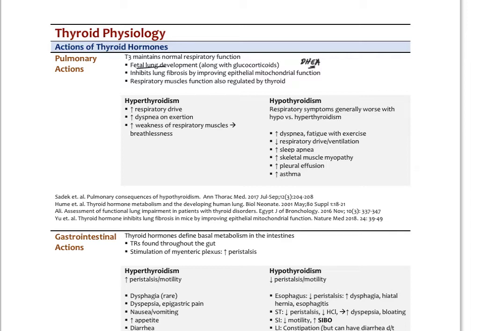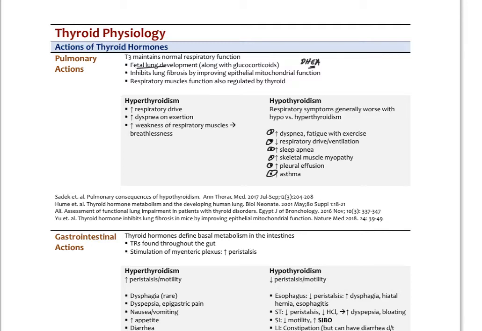The thyroid actually inhibits lung fibrosis by improving the mitochondrial function in the lung epithelium. And the respiratory muscles are also regulated by thyroid. So in hypothyroidism, I'll just jump to that first, we usually see more significant effects on the respiratory system. So increased shortness of breath, fatigue with exercise, decreased respiratory drive, increased sleep apnea, increased skeletal muscle myopathy, as well as pleural effusion potentially, and worsening of asthma, all with hypothyroidism. So that's always something to consider with asthmatic patients, or any of your chronic pulmonary patients, what's their thyroid doing?